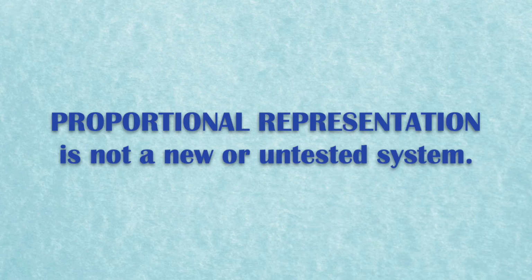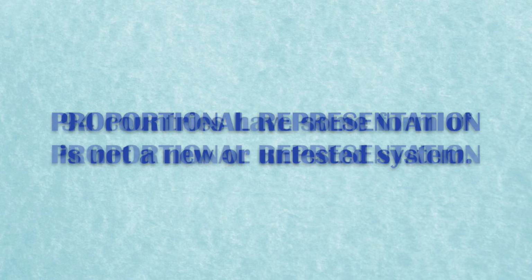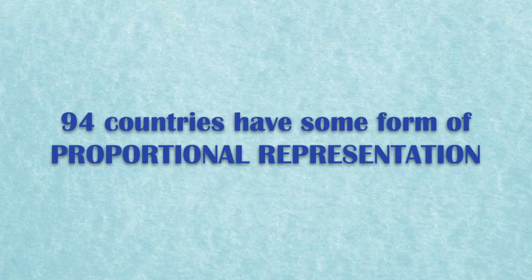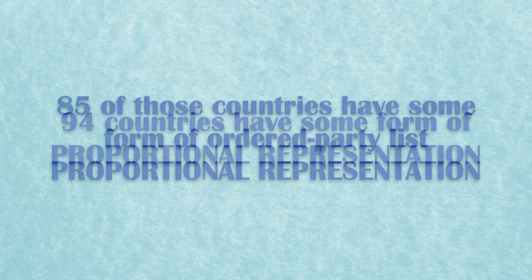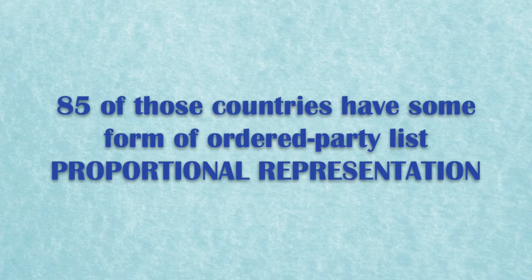Proportional representation is not a new or untested system. It is, in fact, the norm among democratic governments around the world. 94 countries have some form of proportional representation. An ordered party list system is the most common form, in place in 85 of these countries.